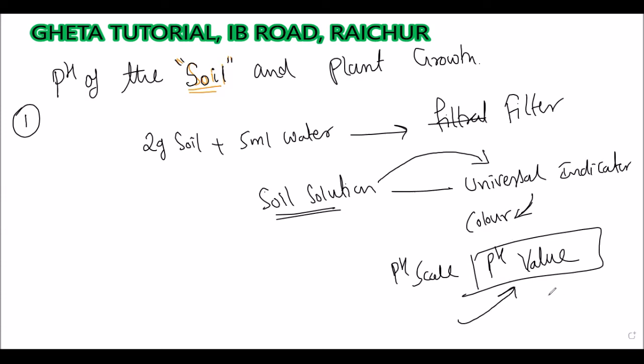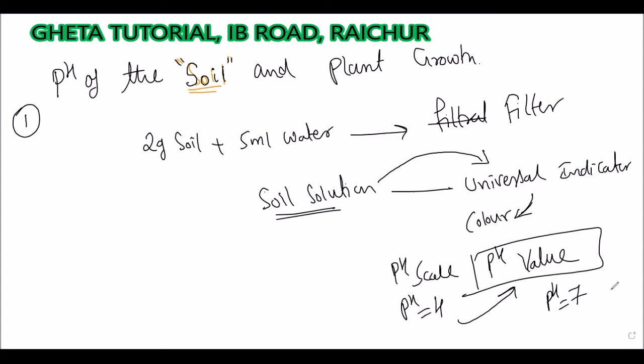Suppose the pH value is equal to 7, then what is that soil? Whether it is acidic, basic, or neutral? Neutral. If the scale is showing the pH is equal to 4, then what will be the soil?